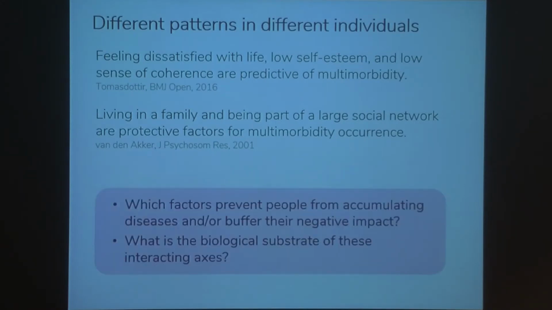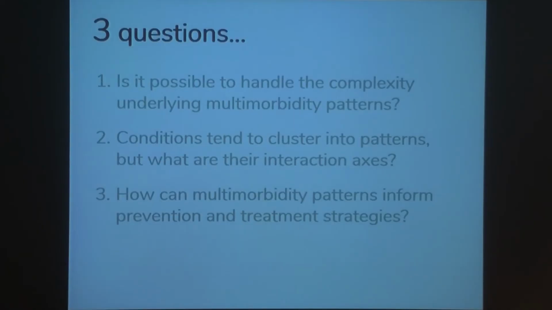So again, two questions that come to my mind in this second block. So we know that there are factors, but which are the factors that prevent people from accumulating diseases belonging to one same pattern of multimorbidity? And second, what is the biological substrate of this interacting axis? Because unless we know the biological substrate, or this will be very helpful to answer our third question. That is, so how can multimorbidity patterns inform prevention and treatment strategies?